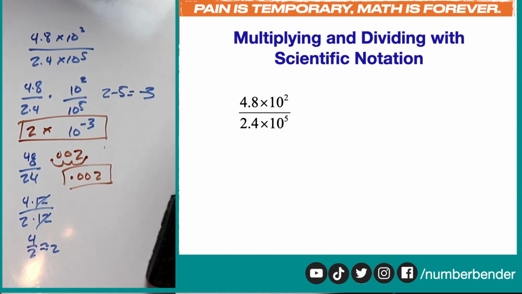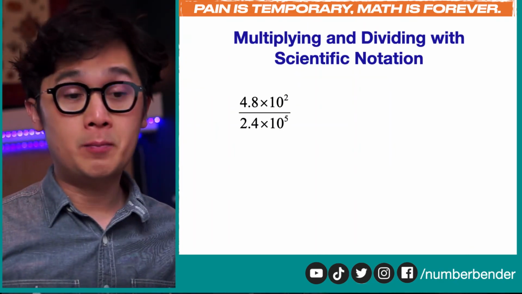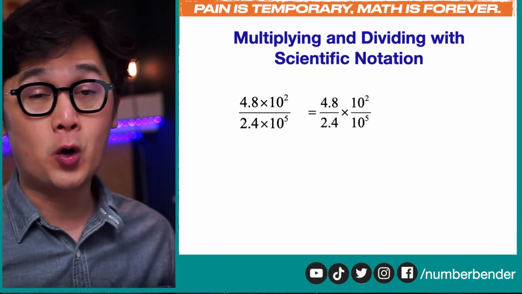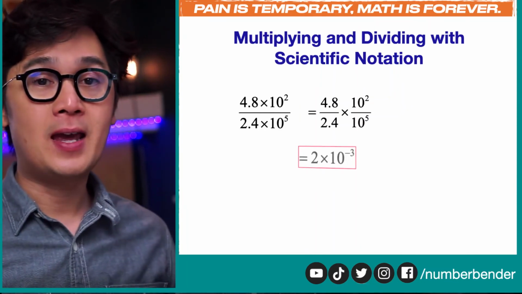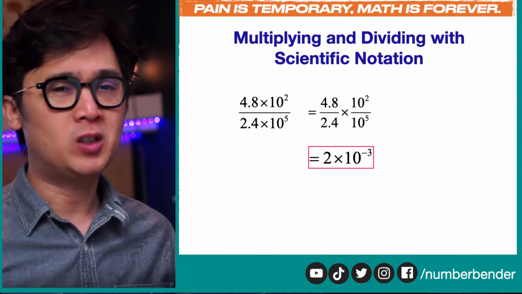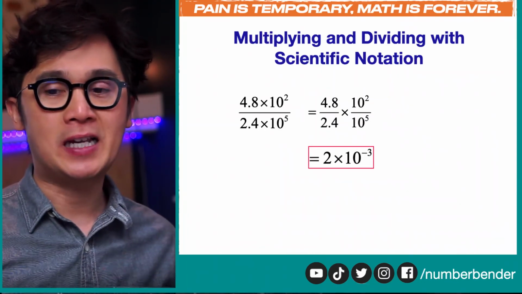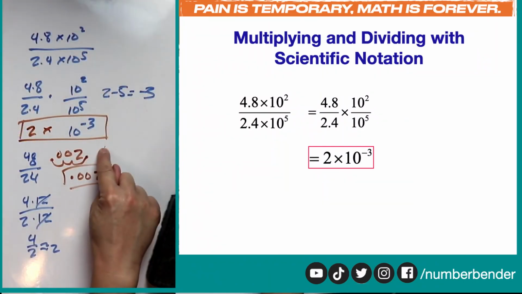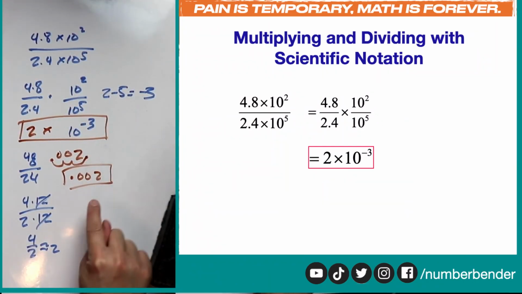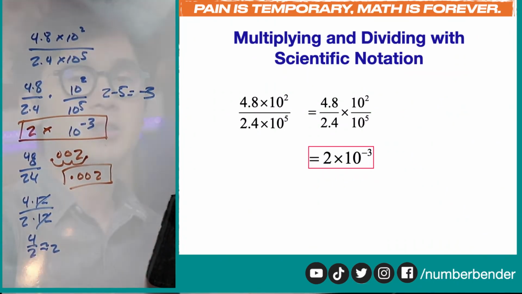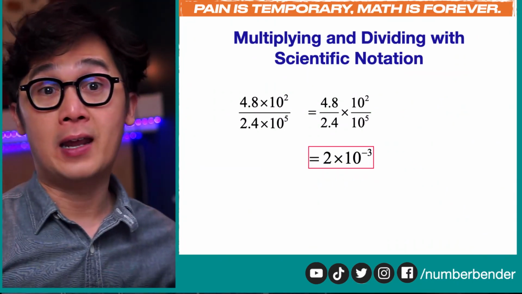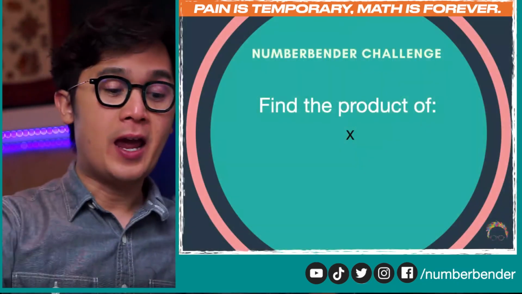And this is how we simplify and operate on numbers in scientific notation form, both in dividing and multiplying them. So we have 2 times 10 to the negative 3, which is the same value that we got from here, and we convert it into its standard notation similar to this one. And that is our lesson on scientific notation.